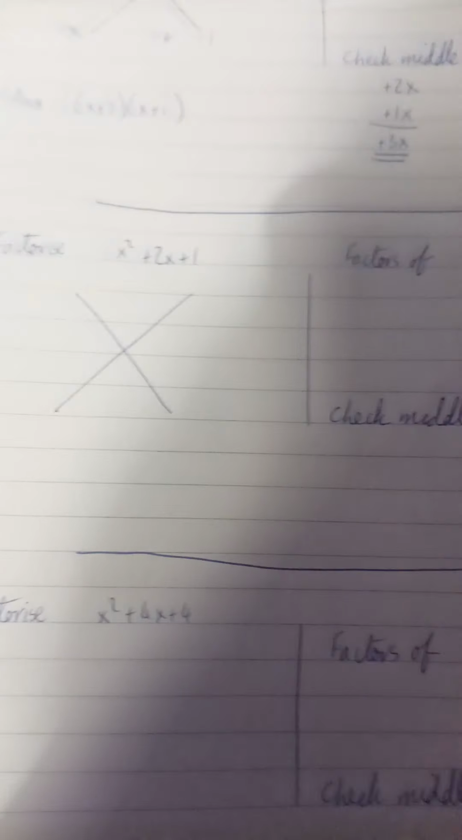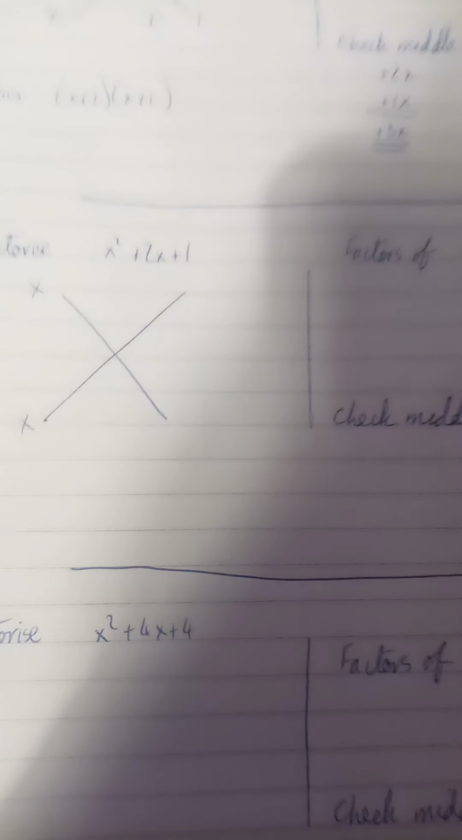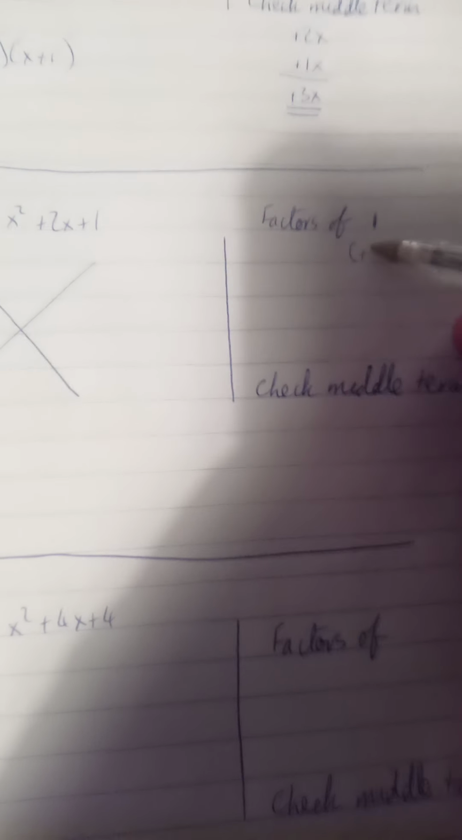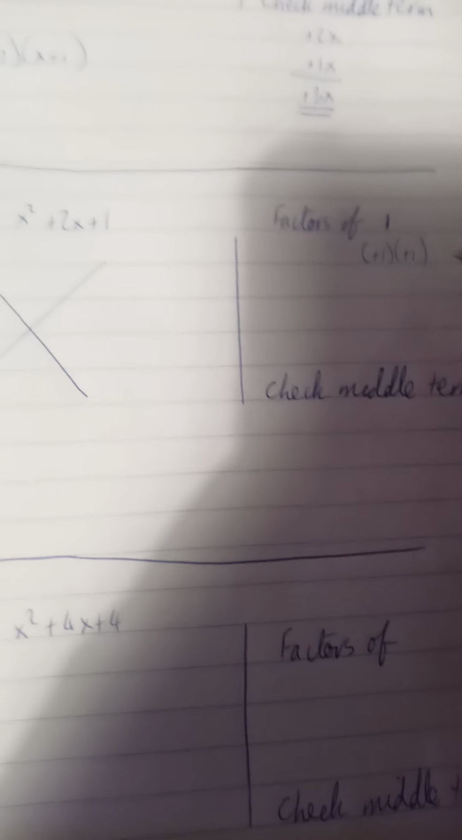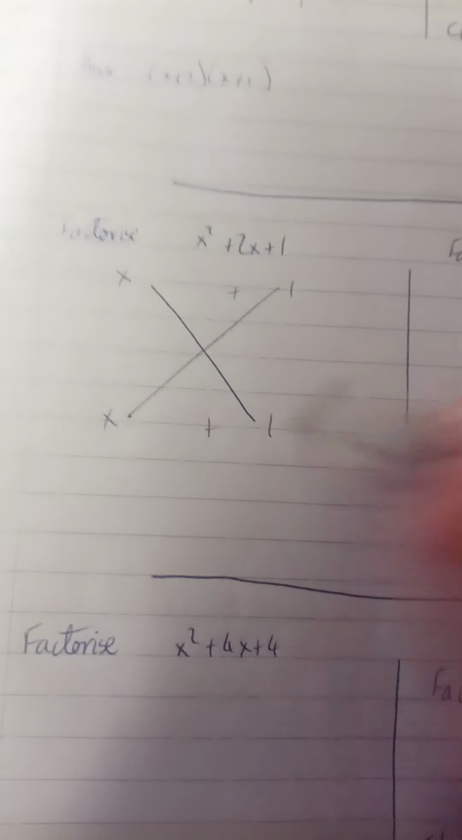Okay, so it's the big X method. On the left-hand side, factors of the leftmost term, that's the x squared term. So x and x. On the right-hand side will be factors of 1. So we do a bit of rough work over here. Factors of 1. Again, there is only one pair of factors, which is plus 1 and plus 1. So let's put those down. Plus 1 and plus 1.